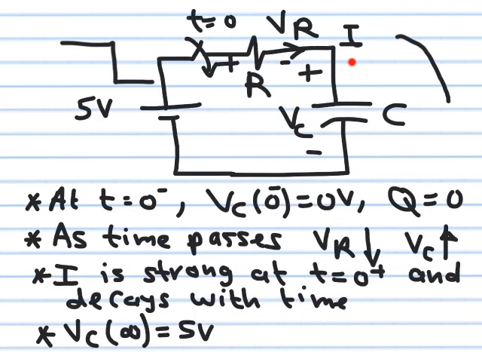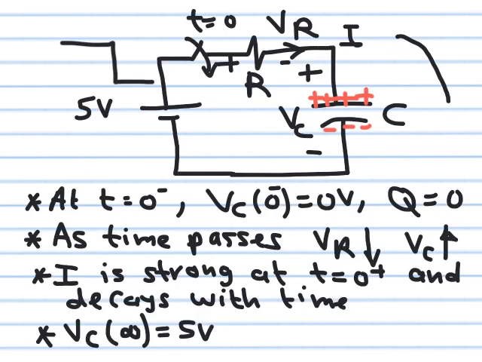And because this current is flowing this way, the capacitor will start to charge. Because it starts to charge, it will accumulate positive charge, Q, in the positive electrode, and negative charge, minus Q, in the negative electrode. They are equal in magnitude and opposite in sign. Okay? This will continue to happen until the circuit reaches steady state.